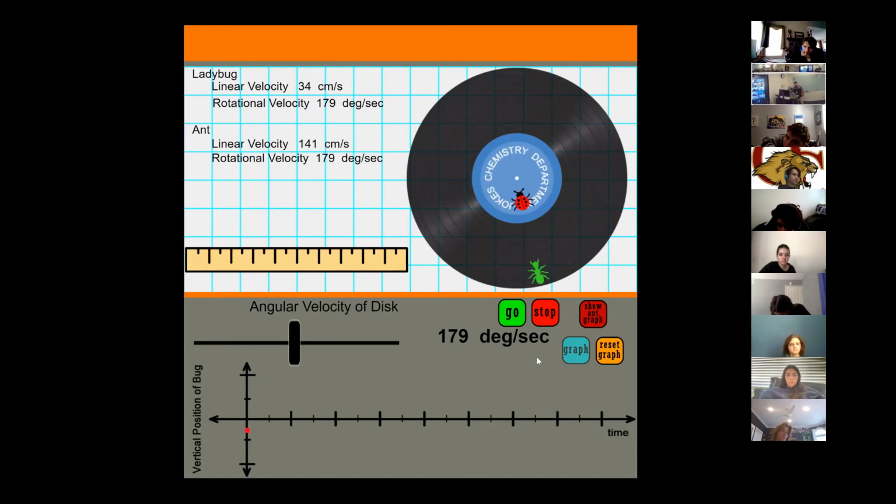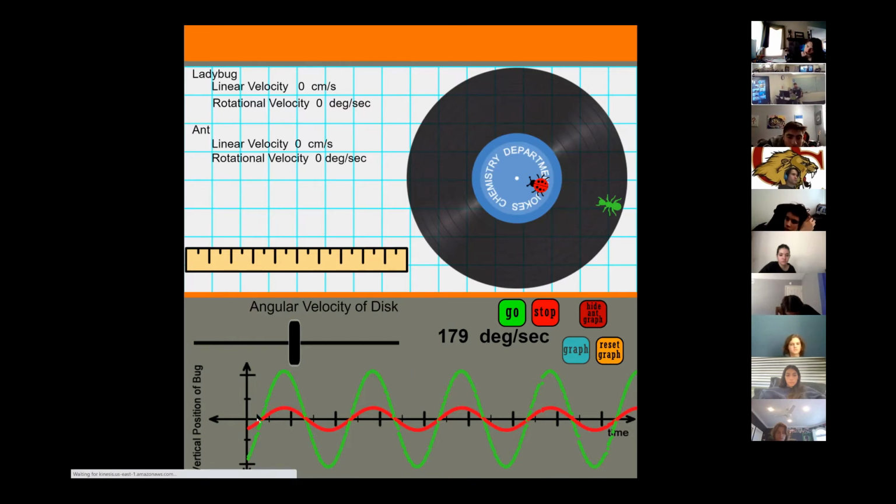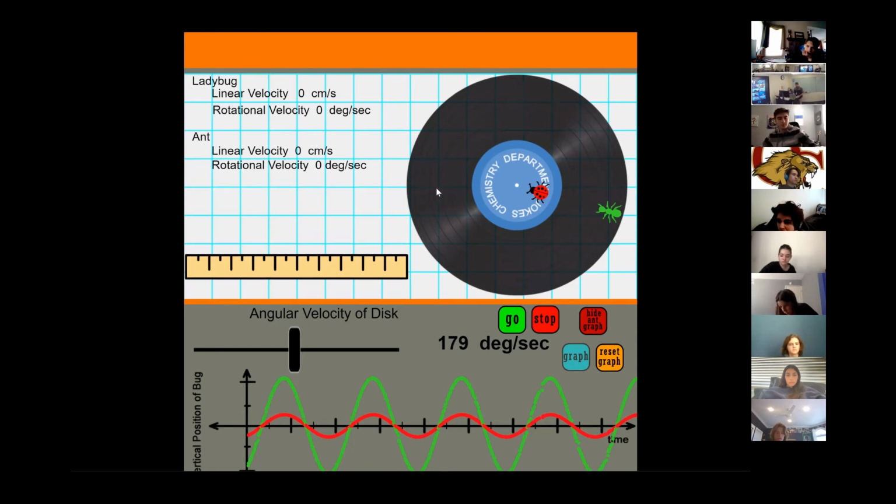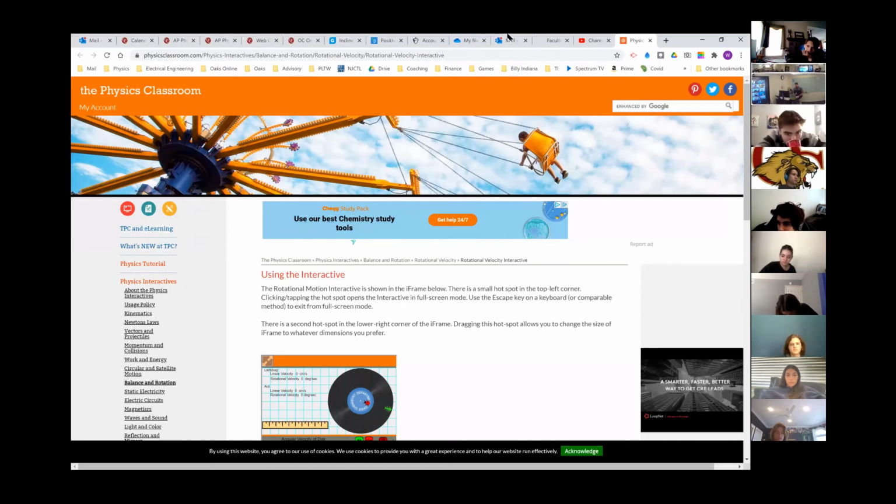We can also see the difference in their linear velocities if we graph them. And if we show both here, you can see we've got a circular type of movement, so we get our sine wave type shape. And you can also see that the amplitude of the ant is much larger. Its change in vertical position is much greater than the change in vertical position for the ladybug. So hopefully that helps you sort of visualize what we're trying to demonstrate here. So we'll go back to the notes.